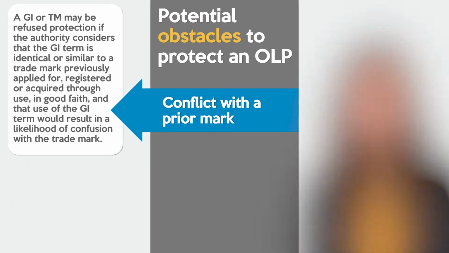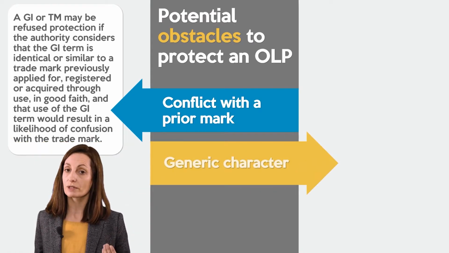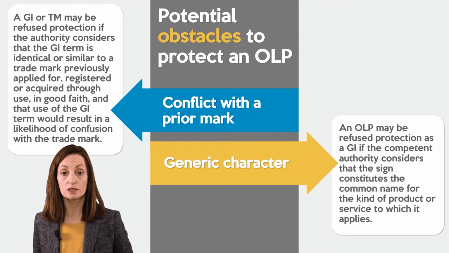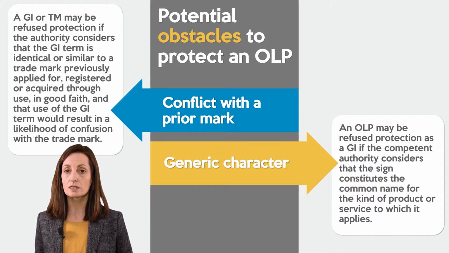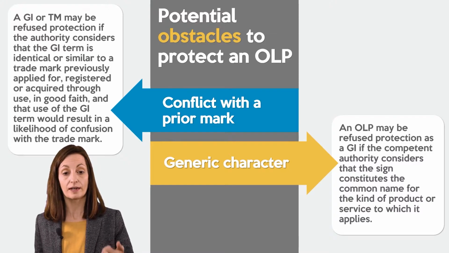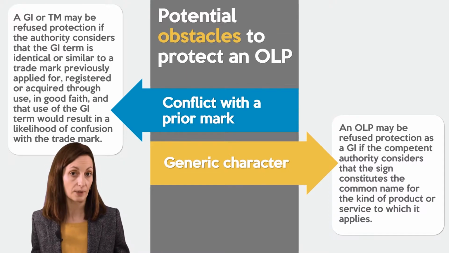First case. Second case is also the generic character. An origin-linked product may be refused protection as a geographical indication if the competent authority considers that the signs constitute the common name for a kind of product or service to which it applies.